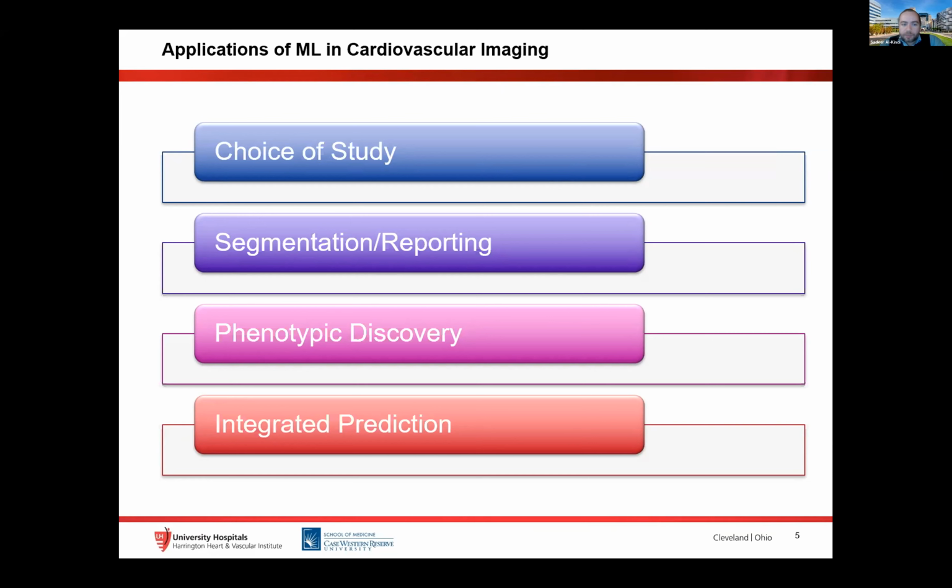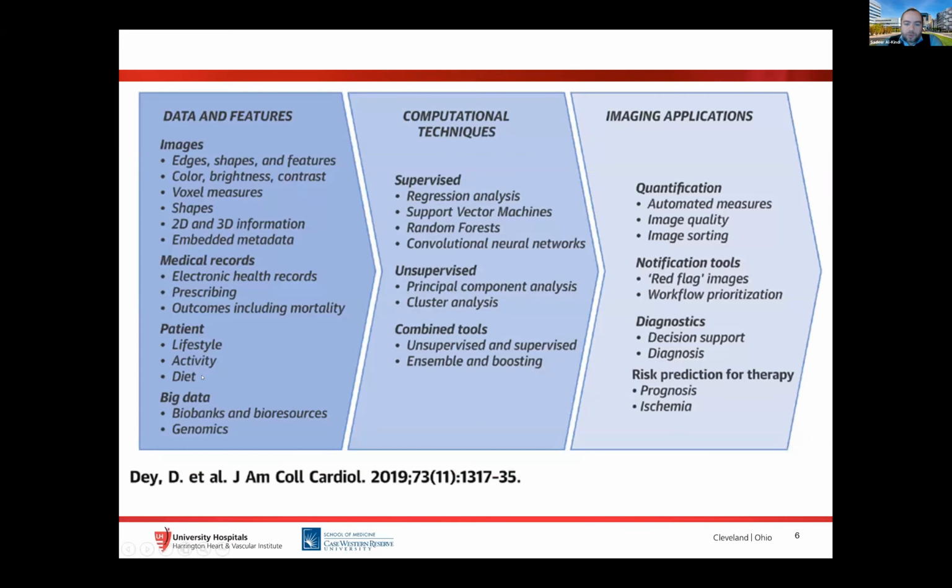Also, obviously, we have a lot of segmentation, tracing, and measurements that we do on a daily basis in cardiovascular imaging, and machine learning techniques can help with automated segmentation and reporting. We have a lot of data that we acquire from these imaging studies, whether measured and reported clinically or not, and that can help us identify novel phenotypes. So phenotypic discovery would be important. And integrated prediction would be very important, by integrating clinical data and imaging data to improve prognosis estimation. So this is one of the pipelines.